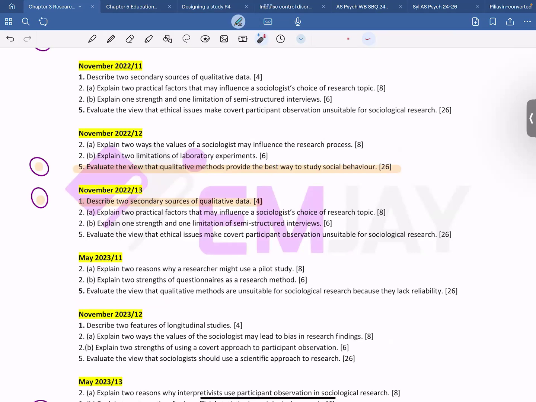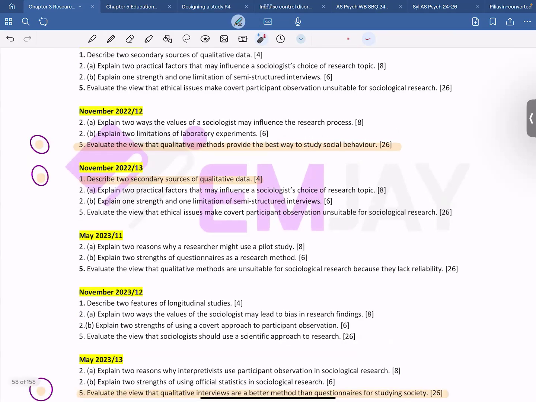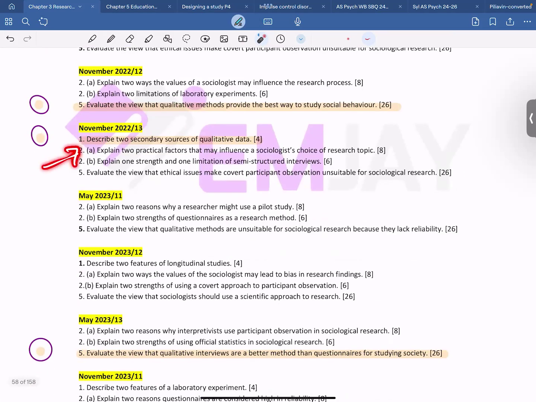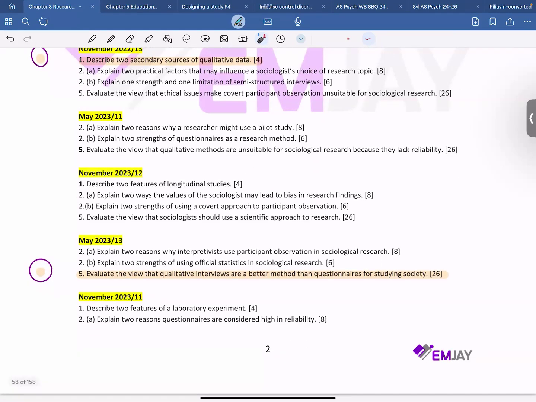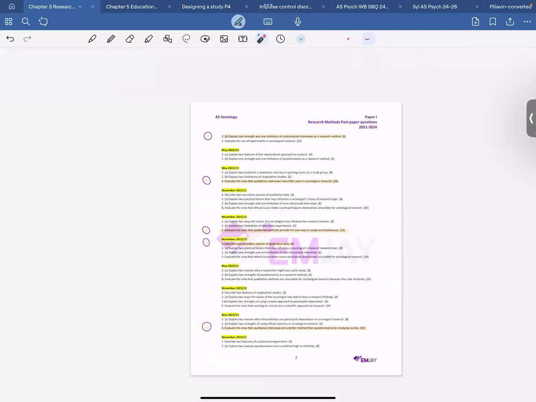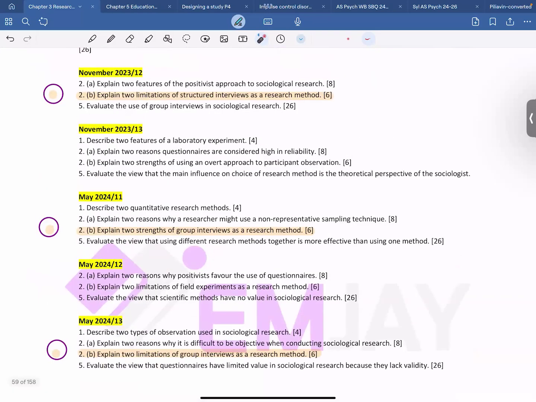Another 4-mark question in November 2022, variant 1.3, reads, describe two secondary sources of qualitative data. Another question in May, June 2023, variant 1.3, reads, evaluate the view that qualitative interviews are a better method than questionnaires for studying society. November 2023, variant 1.2, explain two limitations of structured interviews. This again does not fall into this particular category. We'd like to refer to this as an example of quantitative data, and I'd like to remove this from here.